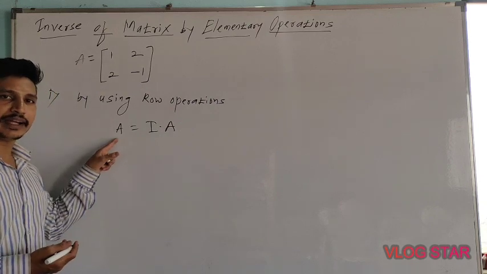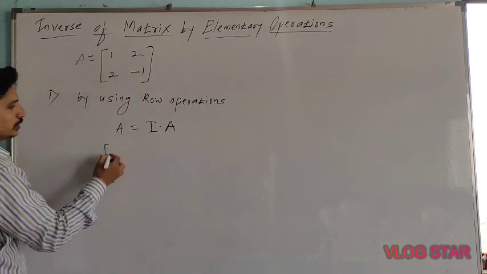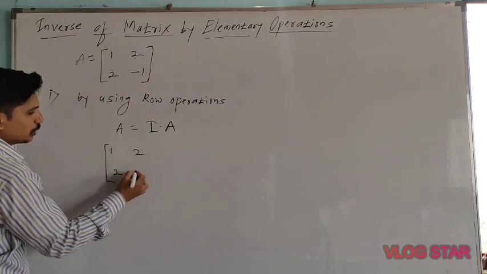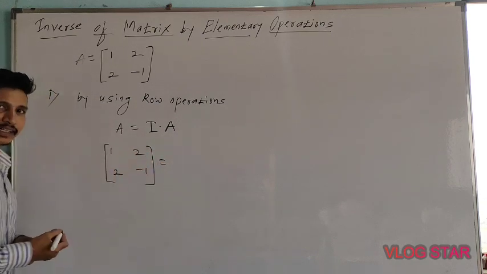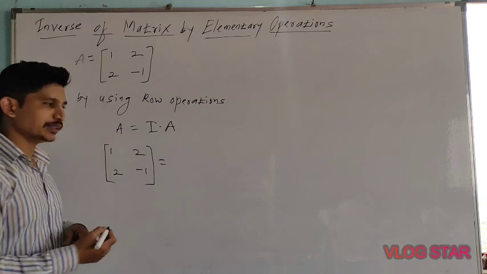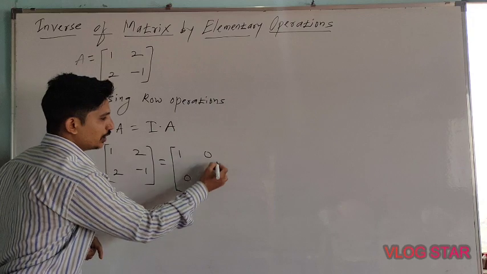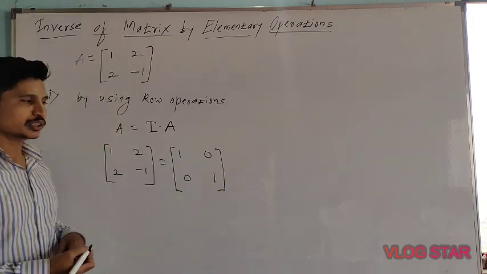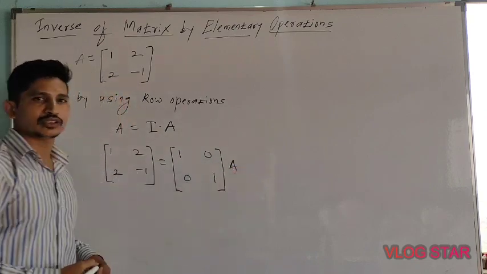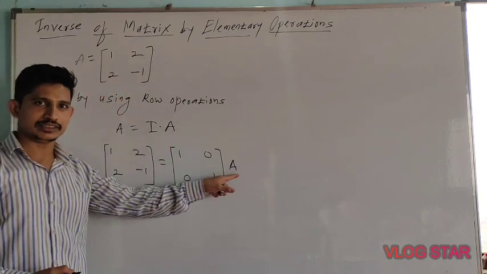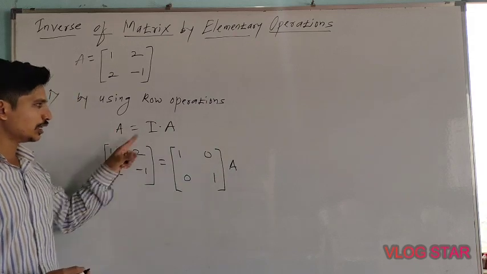So I will put the matrix A value here. Matrix A is given as 1, 2, 2, minus 1. Now the identity matrix, you know that identity matrix means 1, 0, 0, 1. So we got the identity matrix here. Now write this A as this. Don't write the A matrix again here. This A you keep as it is. So A is over, I is over.